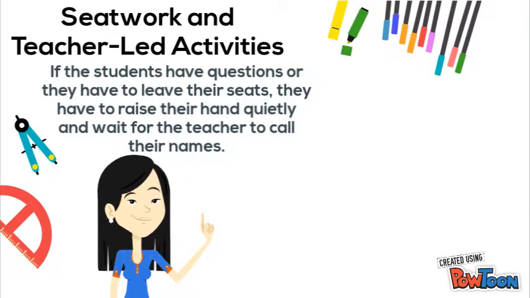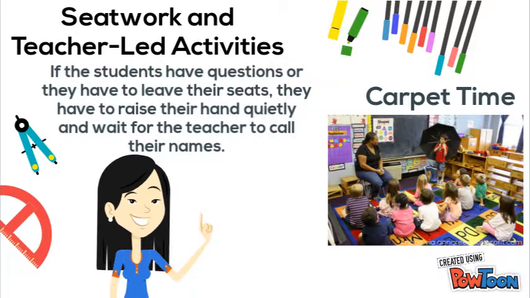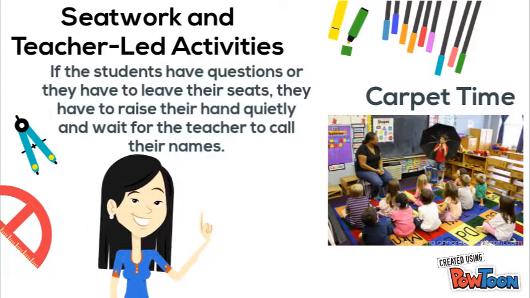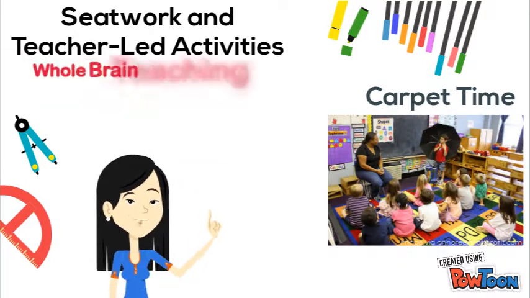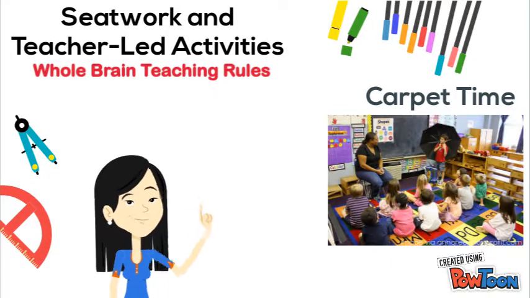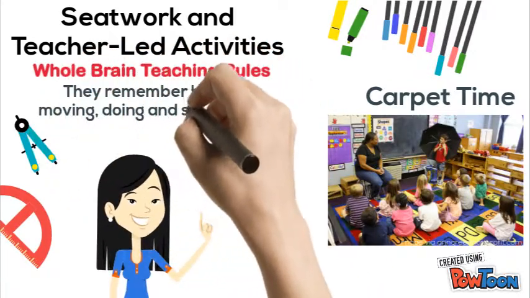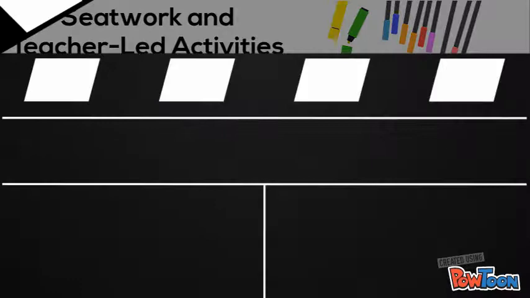Teacher-led activities usually start with carpet time, where students sit on their allocated carpet spaces with legs and arms crossed and facing the front. I remind the students about the rules by using the whole brain teaching rules. By doing this, the students are able to remember as they are moving or doing the action while saying the class rule. Here's a video of how it's done.